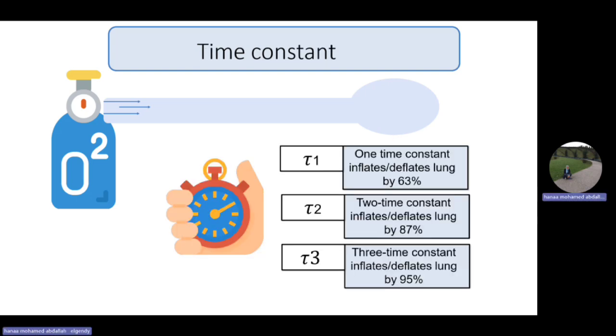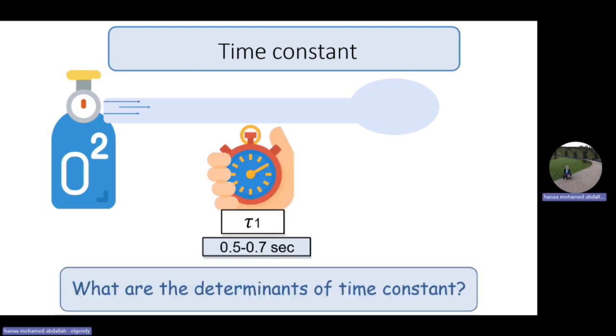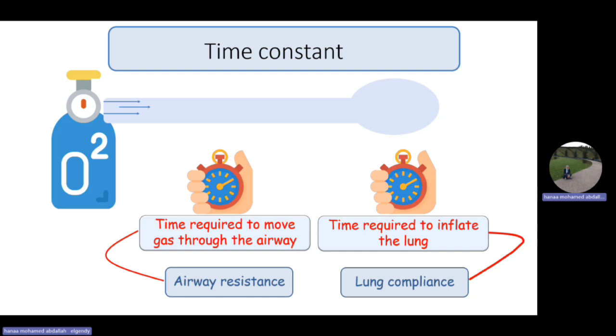One time constant is the time that inflates or deflates the lung by 63%, while two time constants will inflate or deflate the lung by 87%, and three time constants will inflate the lung by 95%. So what's the importance and what's the determinant of the time constant? The normal time constant is 0.5 to 0.7 seconds, and we have two factors that will affect it.